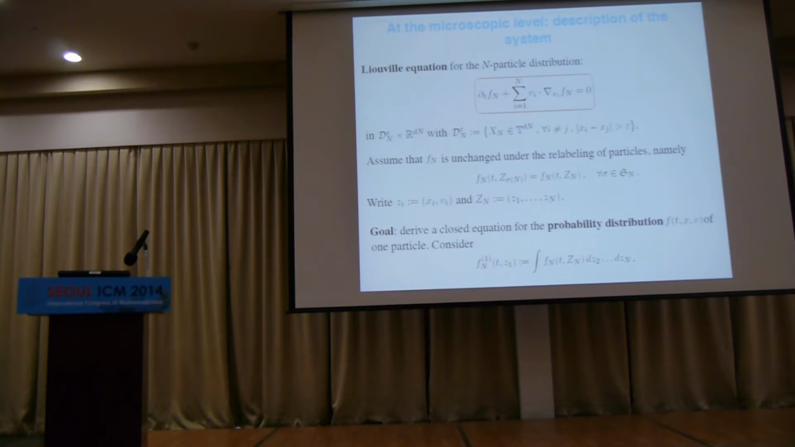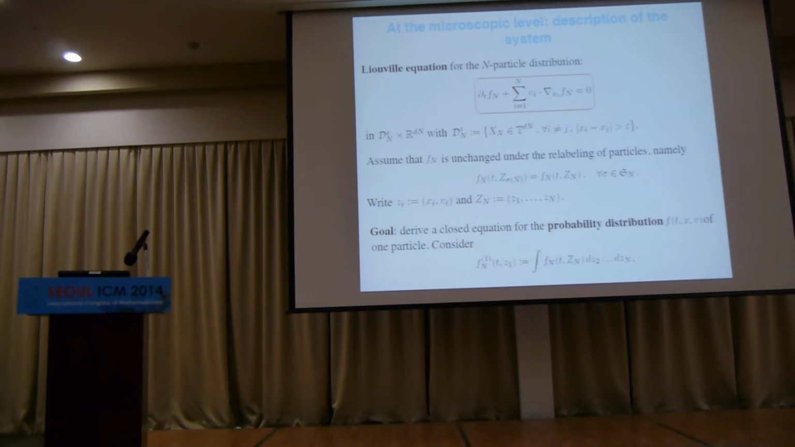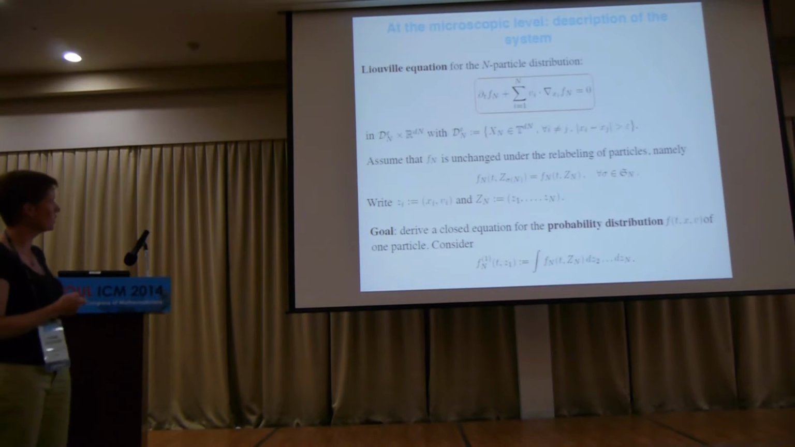Right, so one thing I'm going to assume here, which is very reasonable, is that my system does not depend on the way I label my particles, of course. So Fn is not changed if I renumber my Zn's. That's the second condition here.